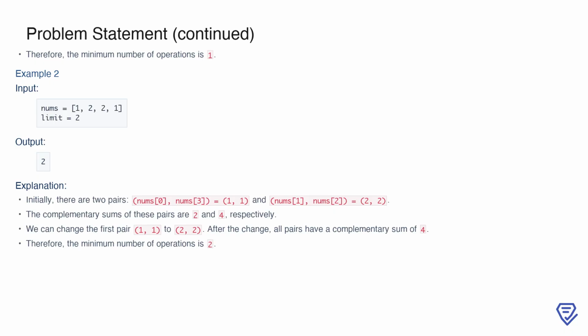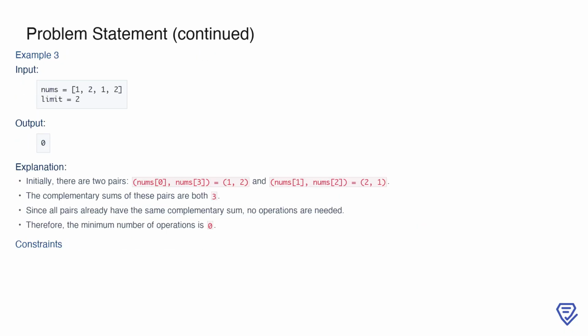In another example, let's take nums as [1, 2, 2, 1], and limit as 2. The pairs are (1, 1) and (2, 2), with complementary sums 2 and 4. To make the sums equal, we could change the first pair, (1, 1), to (2, 2). After this change, both pairs have a complementary sum of 4. Here, 2 modifications were required, so the minimum number of operations is 2.